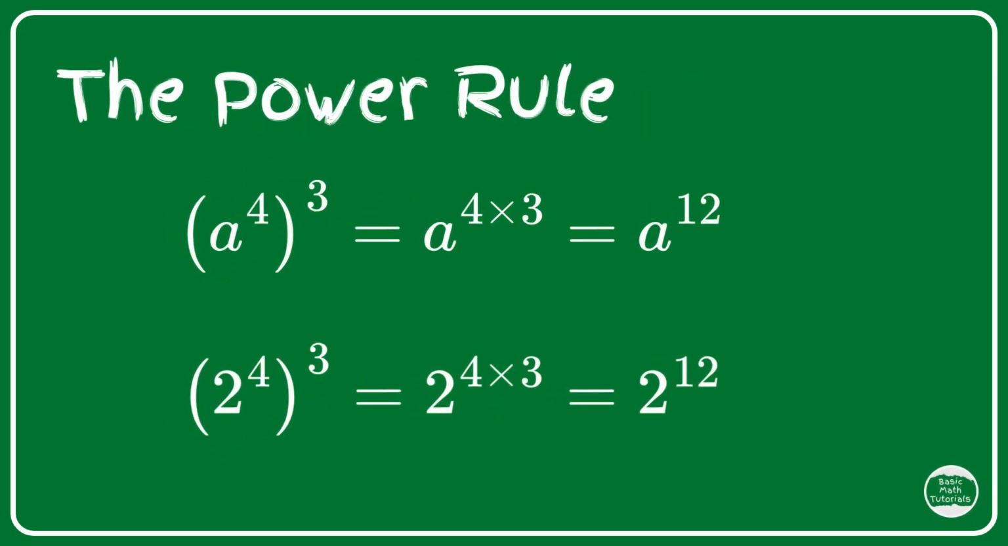What if you have a power raised to another power? That's the power rule. For this, you multiply the exponents. So a raised to 4, raised to the third power, becomes a raised to 4 times 3, equals a raised to 12.